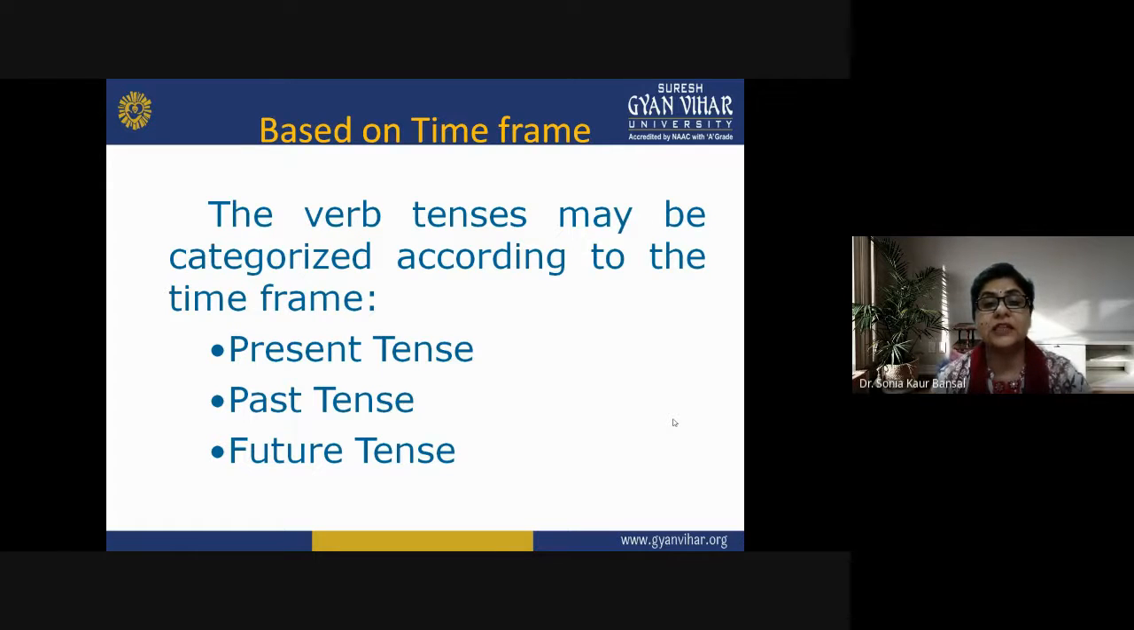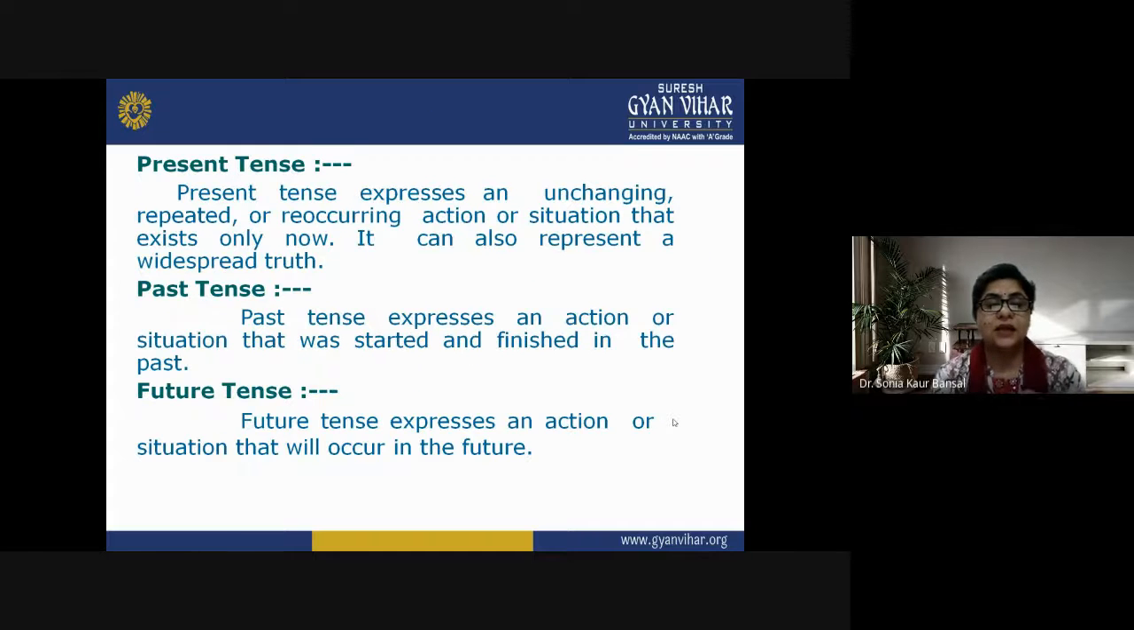Present tense is related to the present time, right now. Past time is gone, the last, the yesterday, and future is about to come. Okay, so this is the time frame which I have told you just now. Now let's understand in very short what I mean by these three time frames. So present tense expresses an unchanging, repeated, or reoccurring action or situation that exists only now. It can also represent a widespread truth.